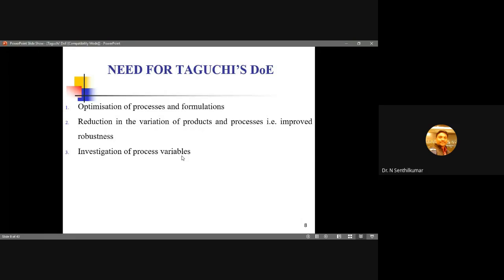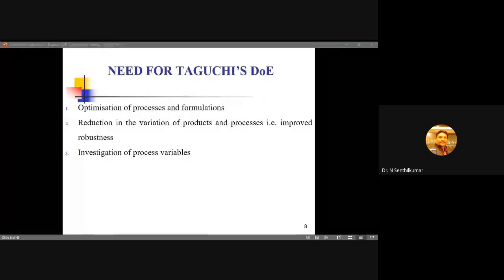Then investigation of process variables. So which variable among the selected variables is going to influence higher? For example, I am going to consider 4 variables: cutting speed, feed rate, depth of cut, and approach angle. Among these 4 variables, which is going to influence more? That we are going to identify. So that is the investigation of process variables.